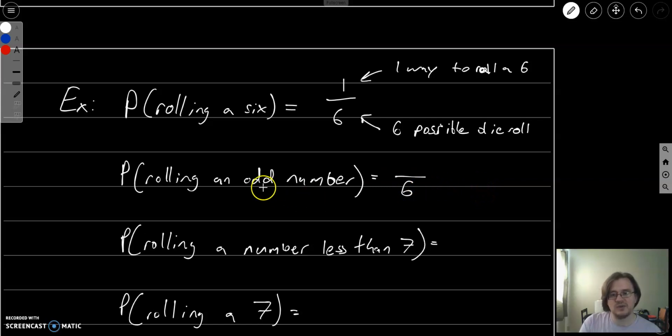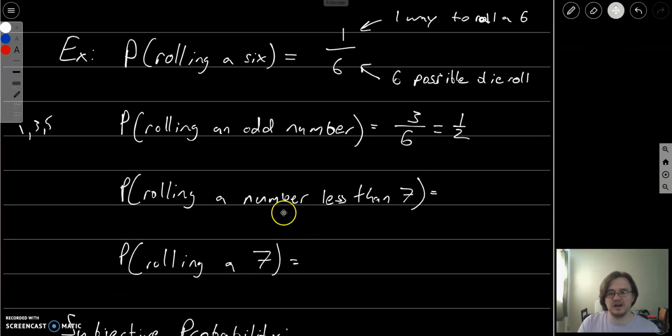If we look at the probability of rolling an odd number, again, there are 6 possible die rolls. However, how many ways are there to roll an odd number? Well, we could roll a 1, a 3, or a 5. So if we count them, there are 3 ways to roll an odd number. So the probability of rolling an odd number would be 3 out of 6. Again, 3 ways to roll an odd number, 6 total dice rolls. So it's 3 out of 6. If we simplify this, this would be 1/2.